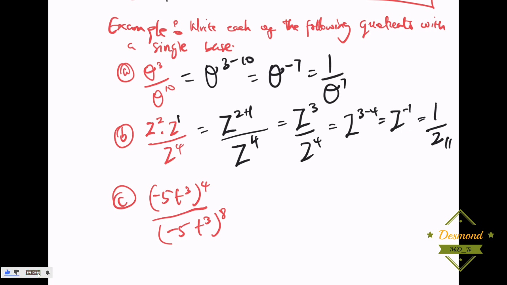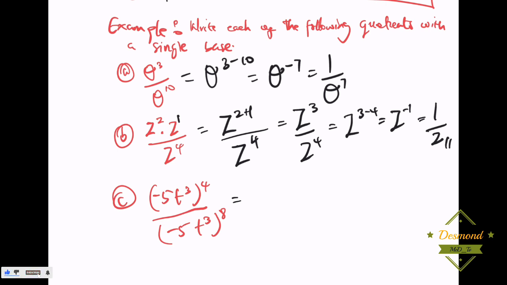With C, we have the numerator as (negative 5 t exponent 3) in one bracket, exponent 4. Then the denominator, we have (negative 5 t exponent 3) in one bracket, exponent 8. So you can also pause the video and try to do this on your own.